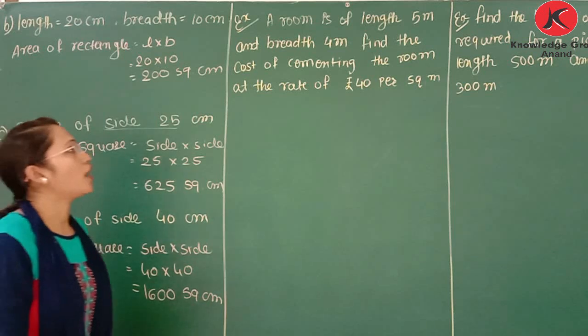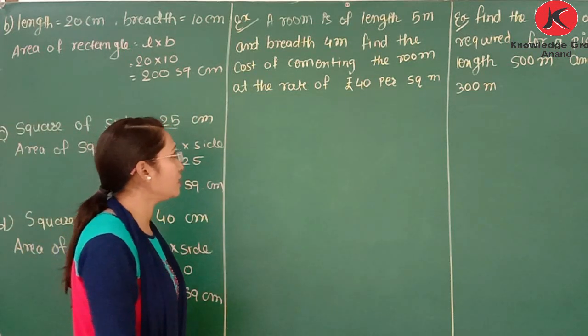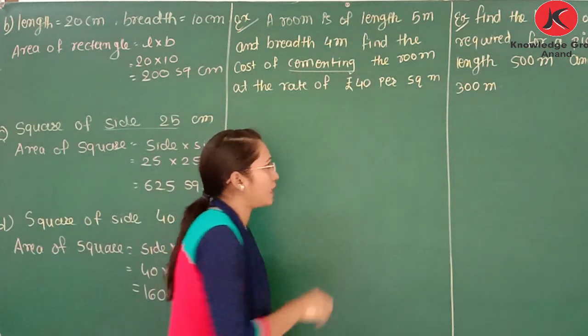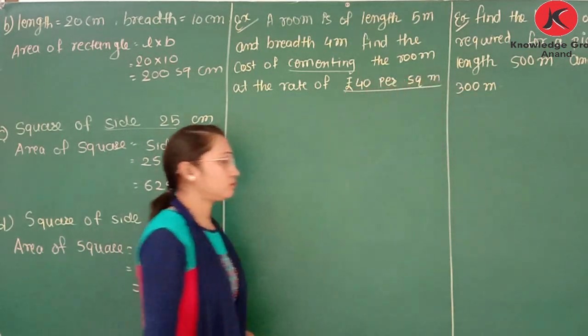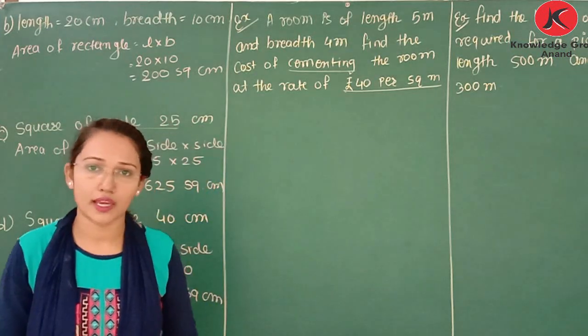Now next one, a room is of length 5 meter and breadth 4 meter. Find the cost of cementing the room at the rate of 40 per square meter. Now what is the cementing? Cementing means it is like a flooring.